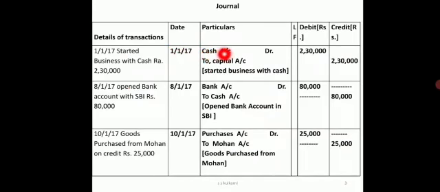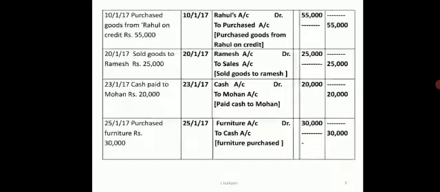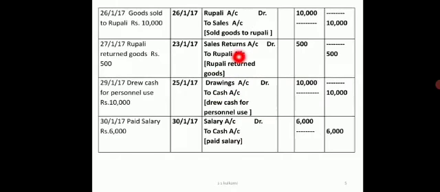Yes, you are having the journal. First journal entry, cash account debit to capital for the first transaction. Then bank account is debited to cash, second transaction. Purchases to Mohan, third transaction. Then you are having purchases to Rahul for the fourth transaction. There is a print mistake. It should be Rahul's account on the credit side and purchases on the debit side. Next, you are having Ramesh account debit to sales, cash account to Mohan, furniture to cash, Rupali's to sales, sales returns to Rupali, drawings to cash, salary to cash. So the journal is ready in front of us.